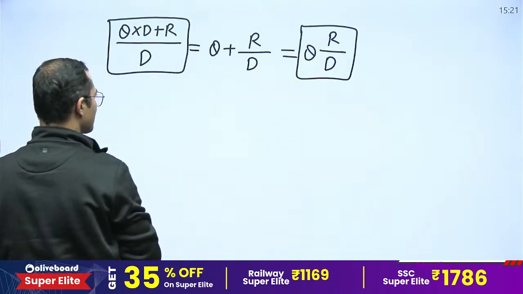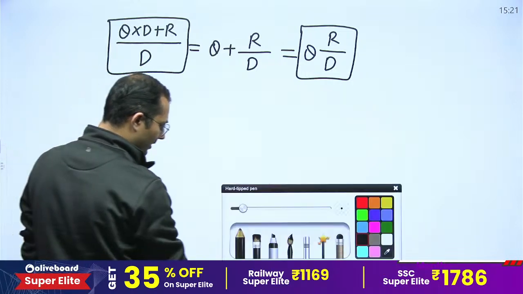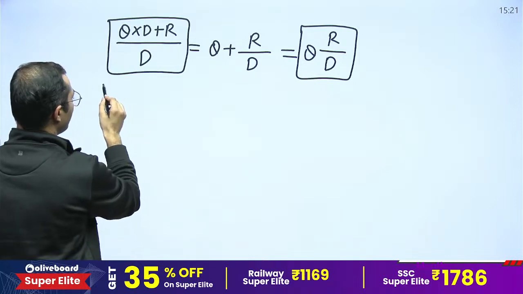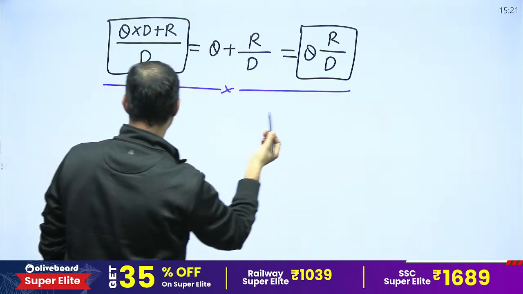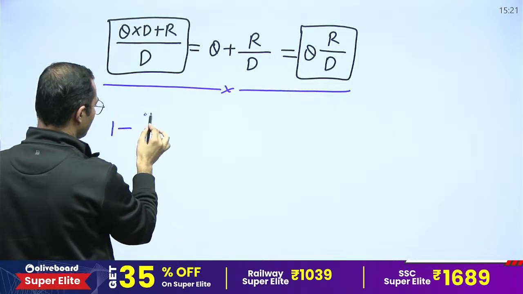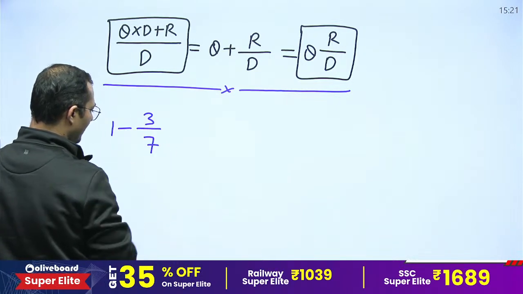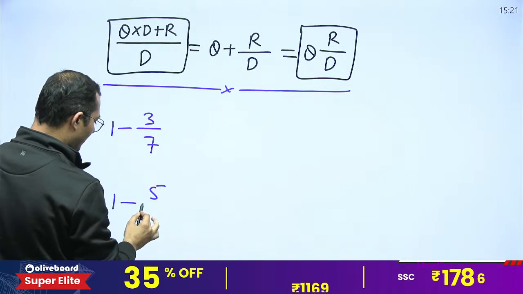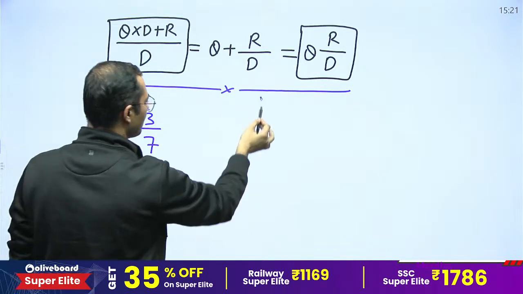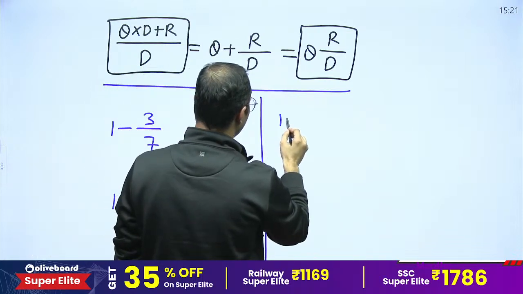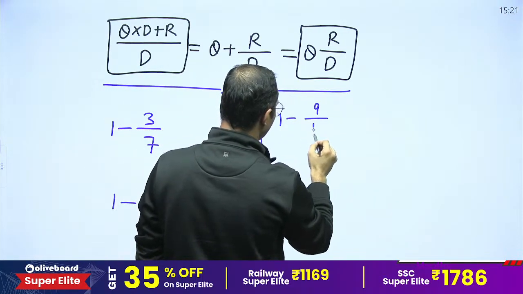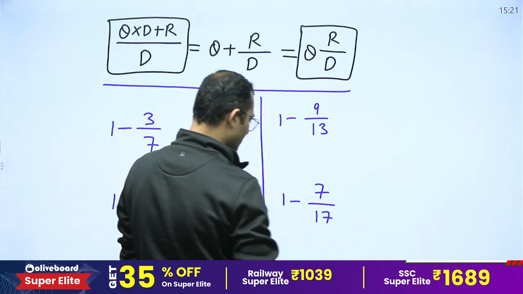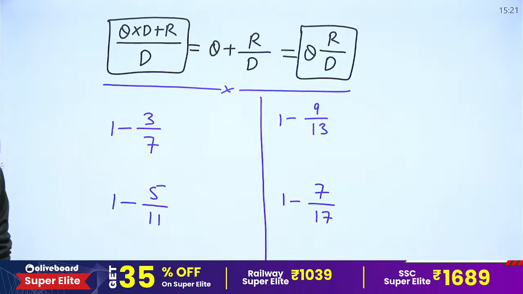So now the next point is, now we have to subtract a fraction from 1. If I say 1 minus 3 by 7, now tell me what would be the answer. If I say 1 minus 5 by 11, tell me what would be the answer. If I say 1 minus 9 by 13, 1 minus 7 by 17, just tell me the right answer. Simple.